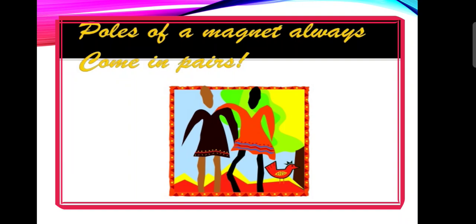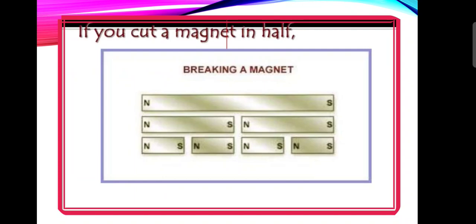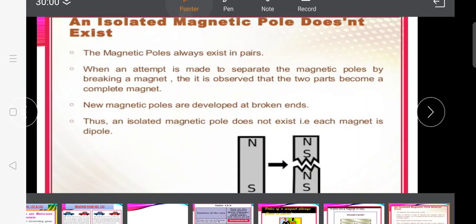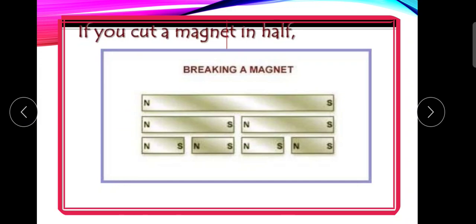Now, some important properties of a magnet, children. Poles of a magnet always come in pairs. For example, if you cut a magnet in half, you will find a new pole is developed here. After cutting this magnet, you will find new poles have been developed here. After cutting it again into two pieces, you will again find new poles have been generated here.